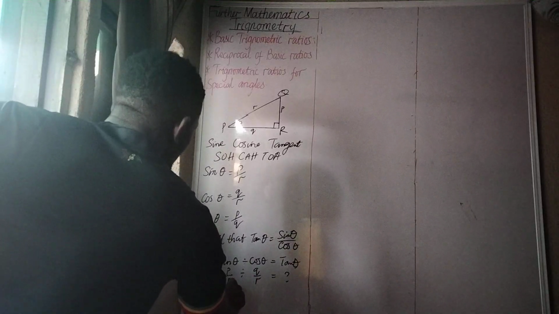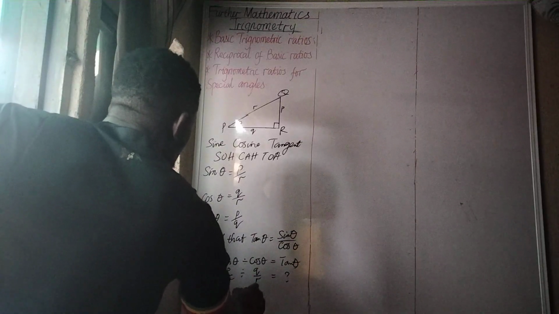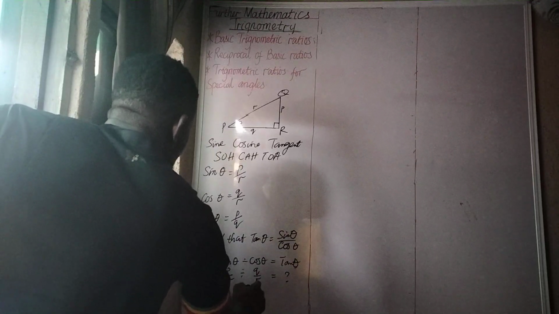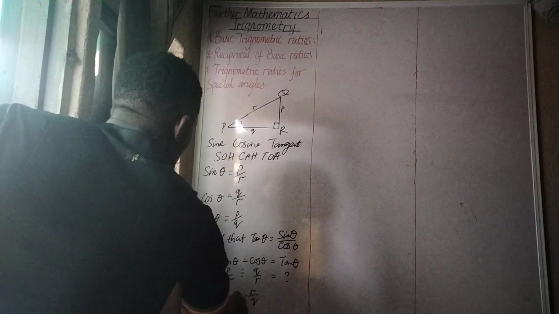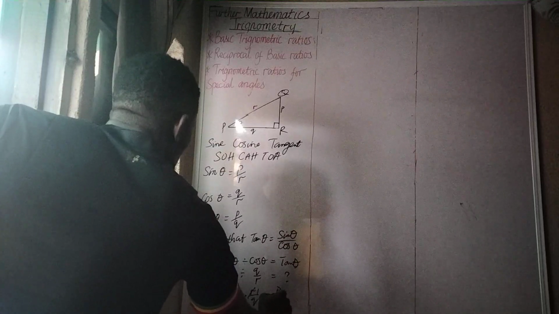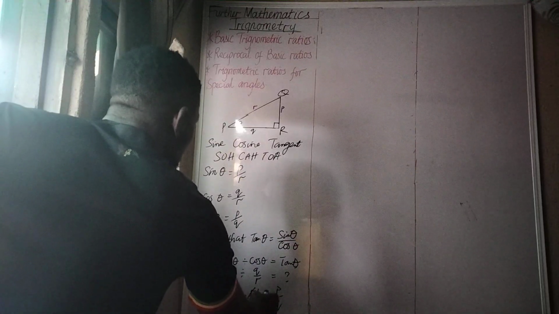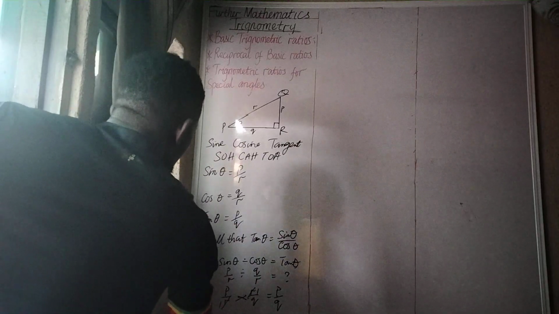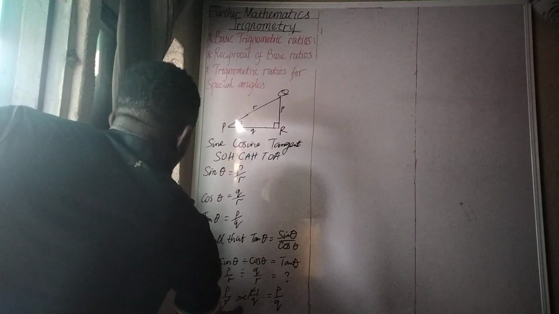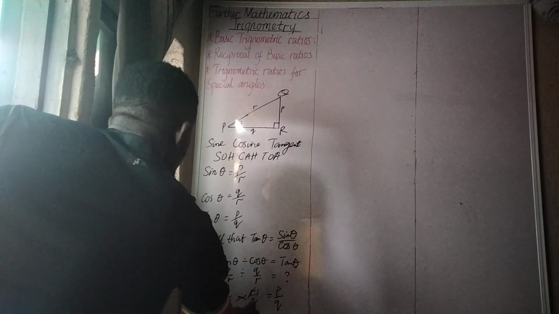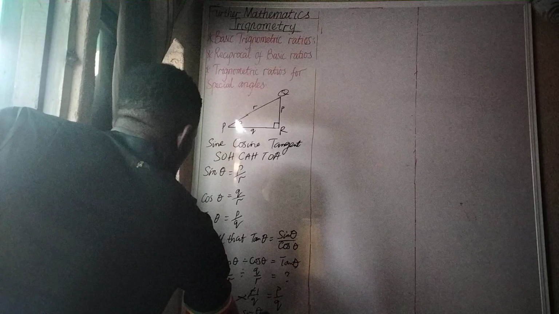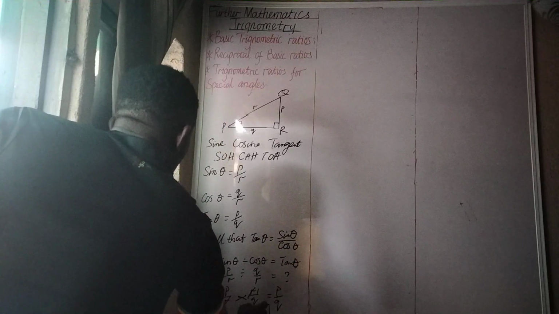So we have p over r, change the division to multiplication, times r over q. So this r cancels, we have this as p over q. And we know that p over q is tan theta. Therefore, tan theta is equal to sine theta over cos theta. Case solved.